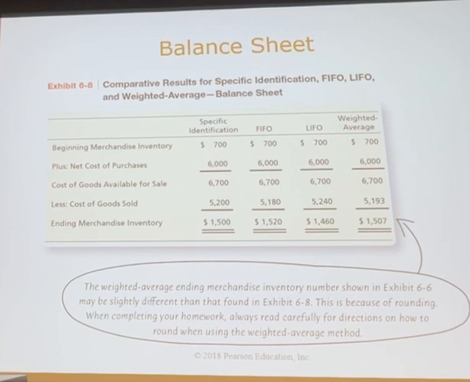And here's comparing the balance sheet effects of the methods. So FIFO is always going to have the highest ending inventory on the balance sheet. LIFO will have the lowest ending inventory, and the weighted average method will be somewhere in between FIFO and LIFO again.